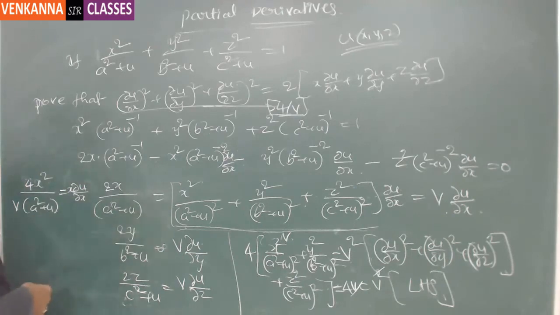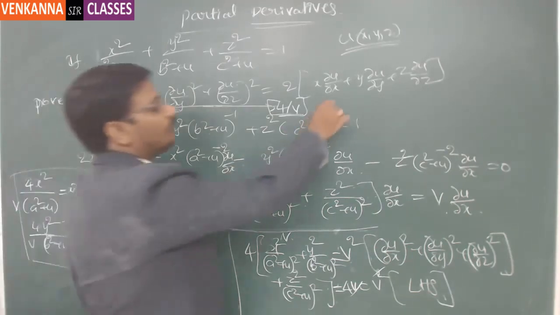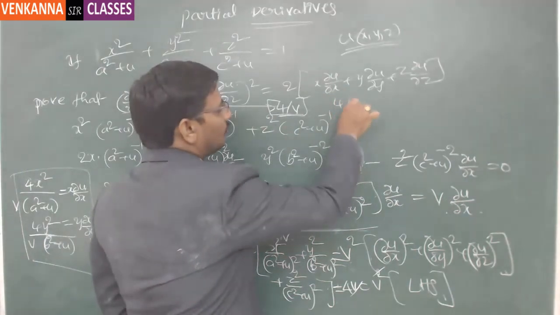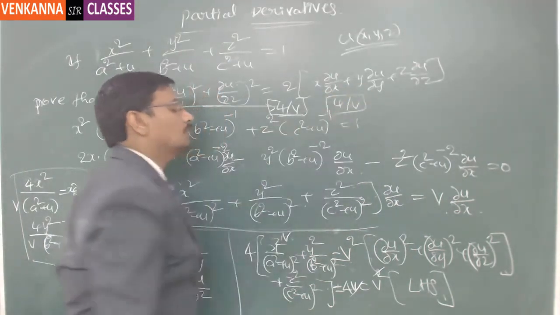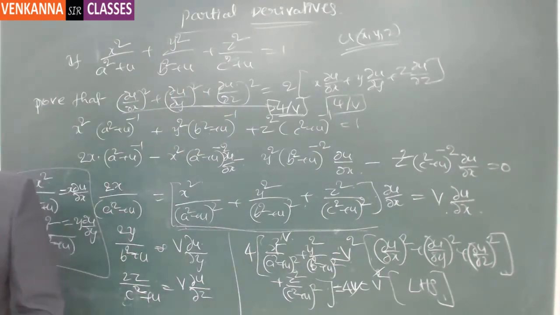Similarly, add y ∂u/∂y. So y ∂u/∂y will become 4y² divided by v times (b² + u). Similarly z, and then add up all these things together, you are going to get again 4 by v. So this is what we need to prove. So LHS is equal to RHS. Clear? Understood or not?